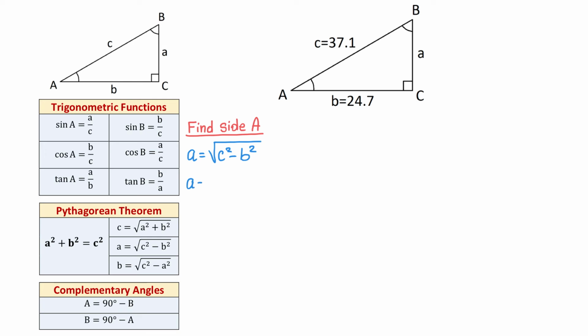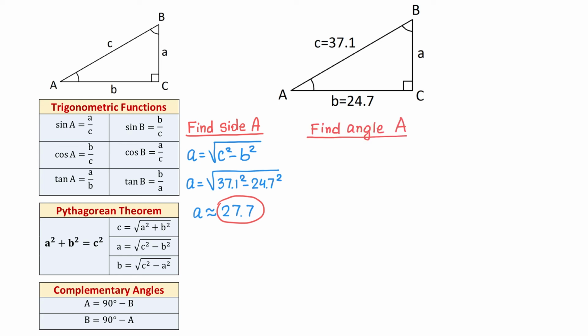Then A equals square root of 37.1 squared minus 24.7 squared. Here we use a calculator and we get that A is approximately 27.7 units. Next, we can either find angle A or angle B. I will find angle A, and for this I will use the formula cosine of angle A equals B over C. I will write down the formula, so cosine of angle A equals B over C.